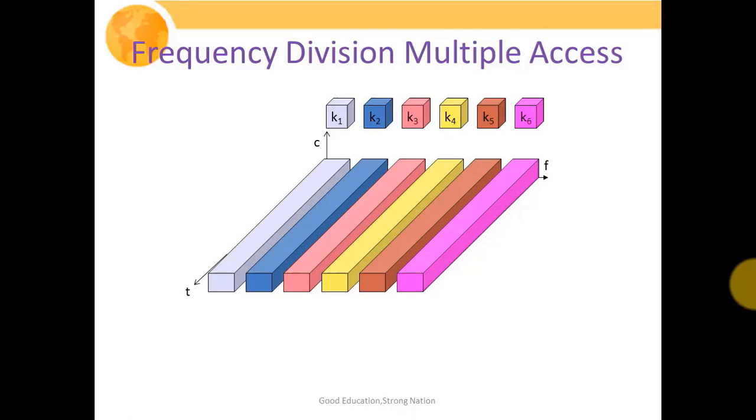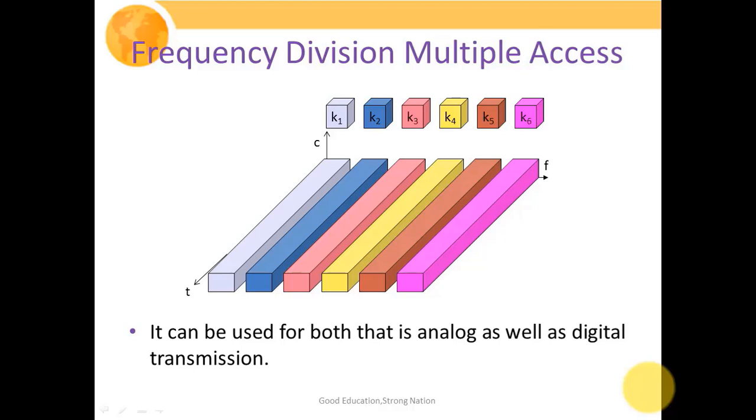And when we try to access the common medium in order to fetch our own information, that particular scenario is called the frequency division multiple access technique. So in a broader context, you could also say that multiple access techniques are implemented in conjunction with multiplexing. It can be used for both analog as well as digital transmissions. So both types of transmission systems can use frequency division multiple access.